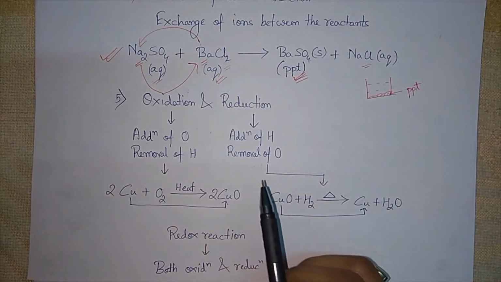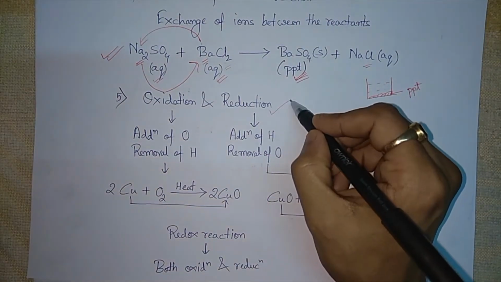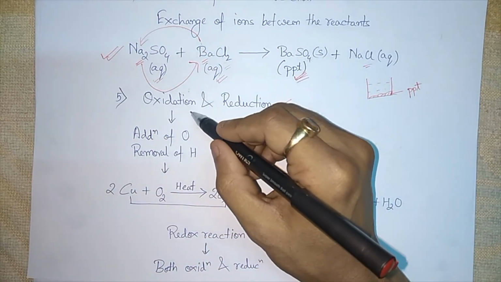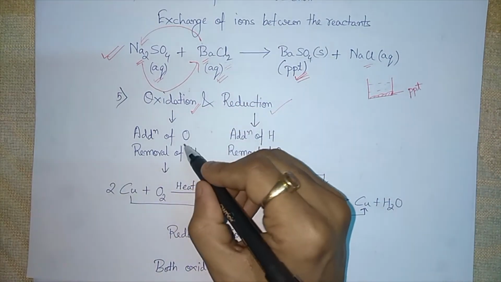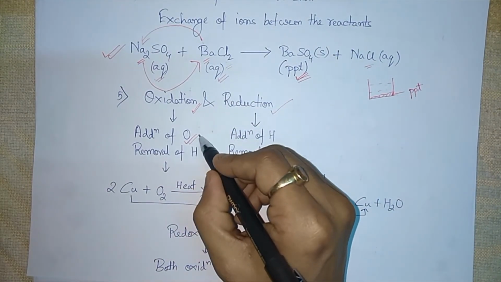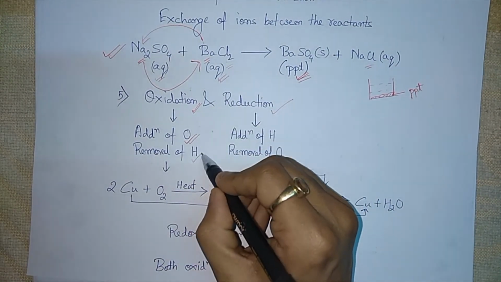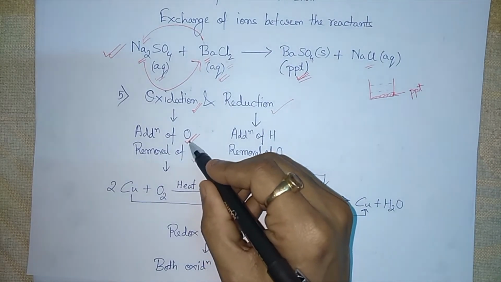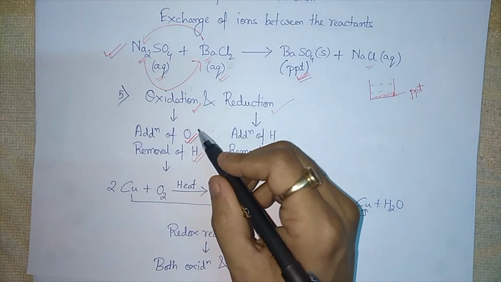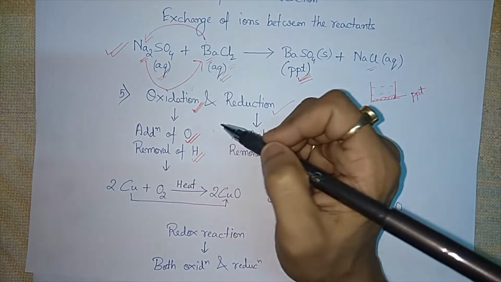We have the next reaction, which is oxidation and reduction. Let us first take oxidation. Oxidation is addition of oxygen. Remember, addition of oxygen or removal of hydrogen. If one of them is occurring, then oxidation is occurring.